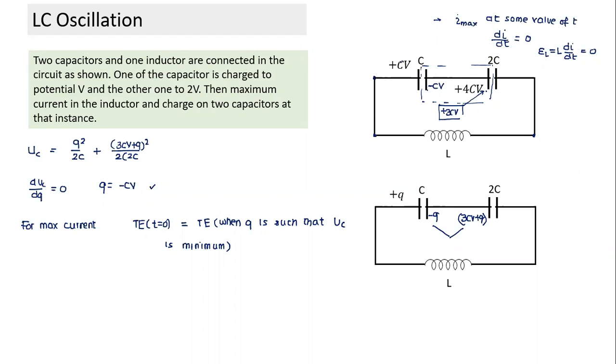So then I have the initial energy stored in the capacitor, and I have the final energy stored in the capacitor. The difference will be the energy stored in the inductor, the maximum energy stored in the inductor. That's the method. Okay, so I'll stop here.